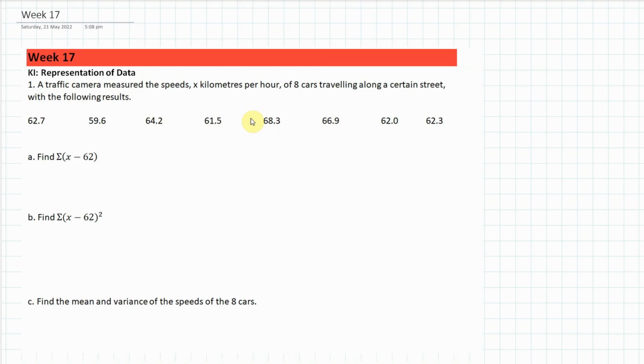The first question for today is again a representation of data question. I think most of these are past exam questions. You can probably find them on the internet somewhere. So we have a traffic camera measuring the speeds, X kilometers per hour. We've got 8 cars traveling along a certain street, and these are our results.